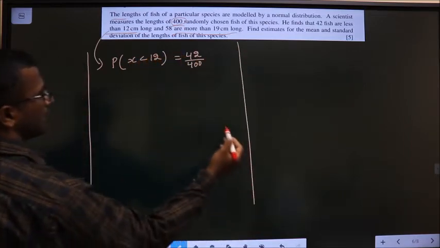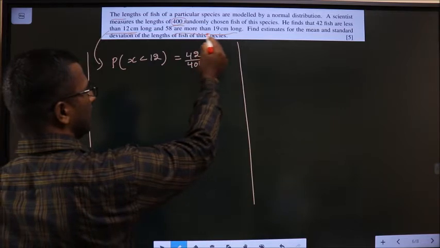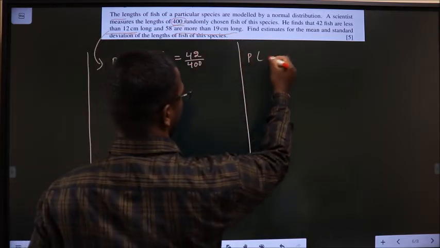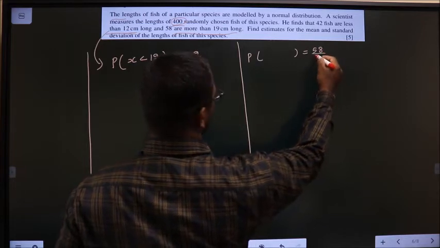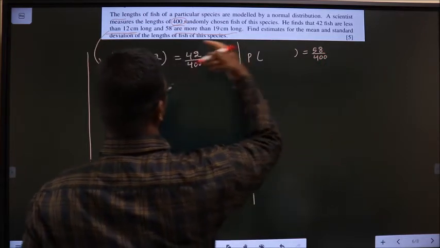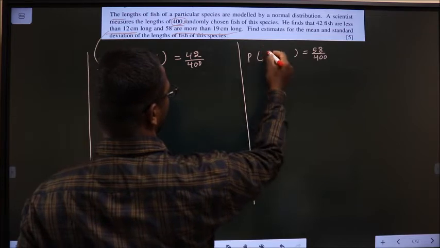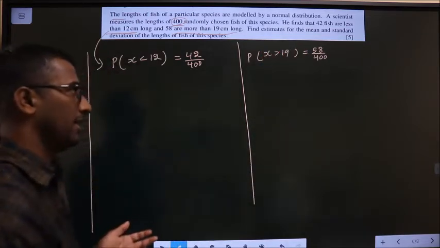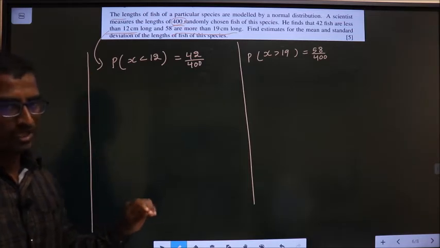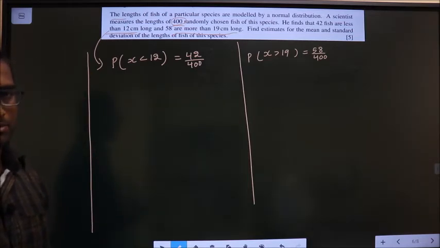Now the second one. 58 are more than 19. So probability is 58 by the total 400. And here what condition will I get? More than 19 means x greater than 19. Clear? We have converted the given sentence to mathematical form.